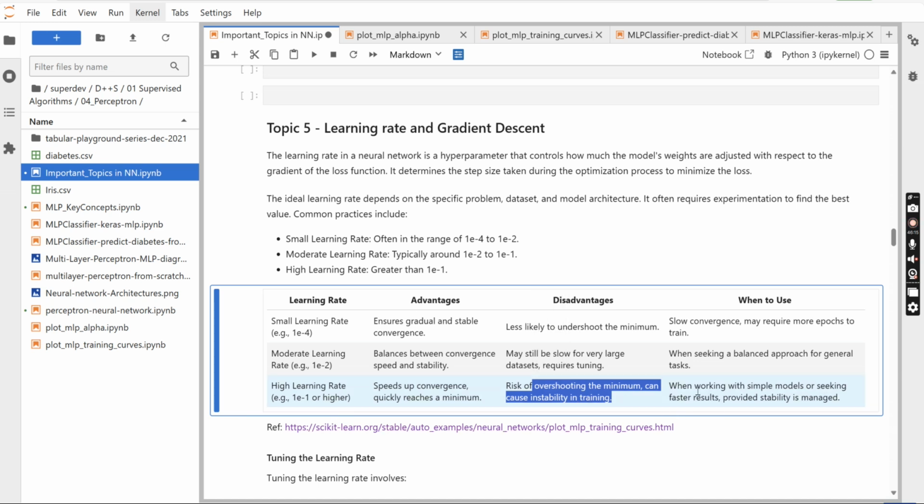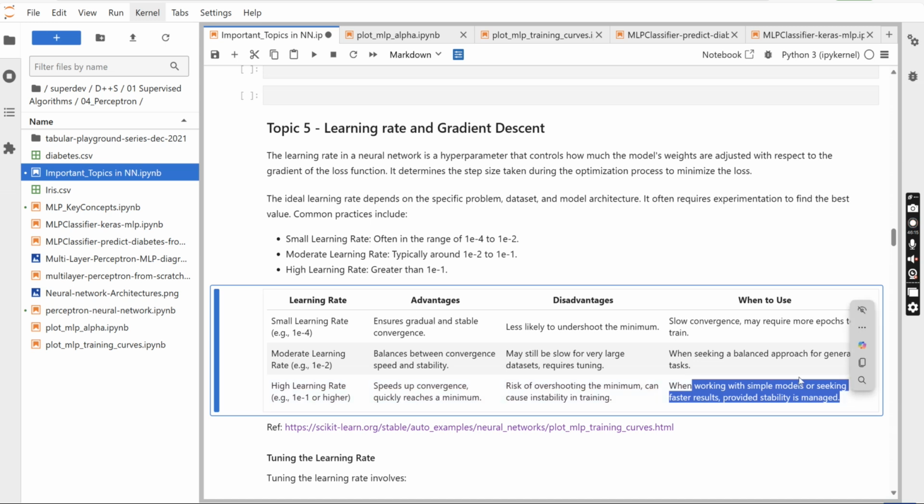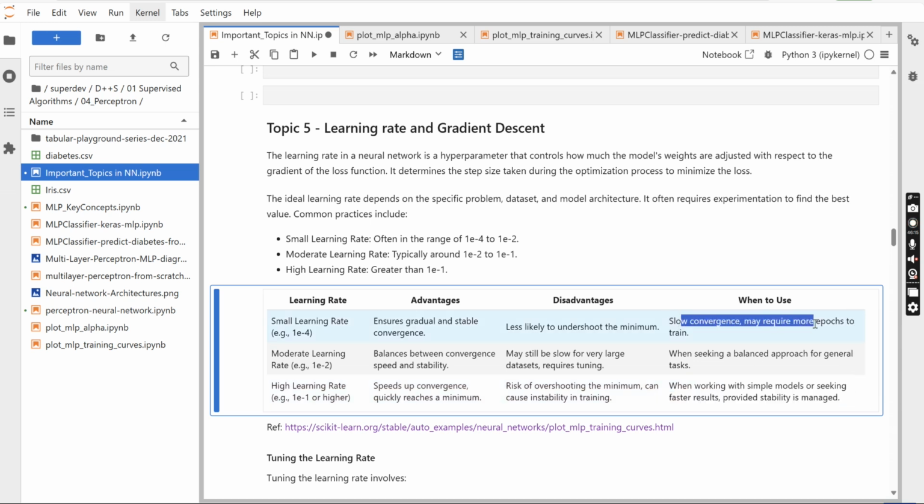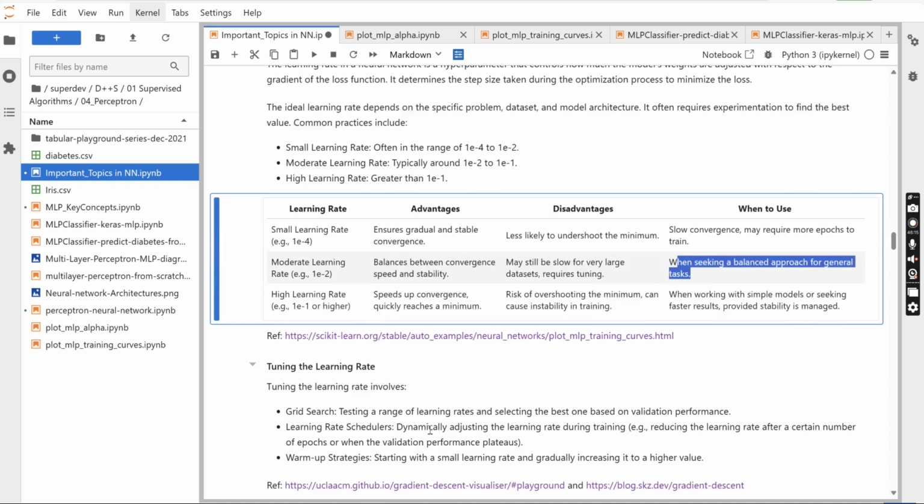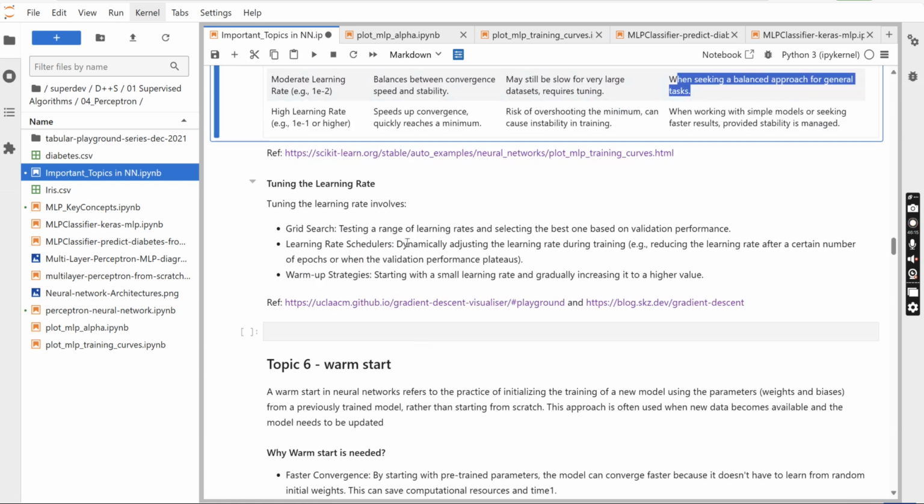You shouldn't use it in some cases, and you should use it when you are working with simple models, so that you can reach convergence faster. And here slow convergence would be there, and here a balanced approach. So these are the advantages and disadvantages of this.